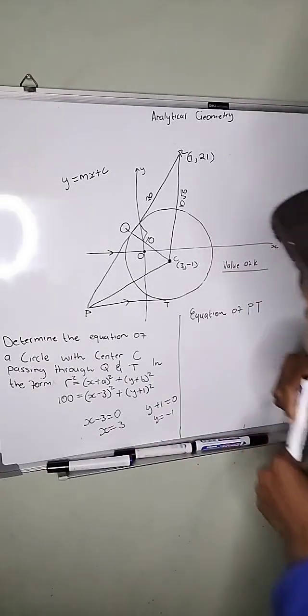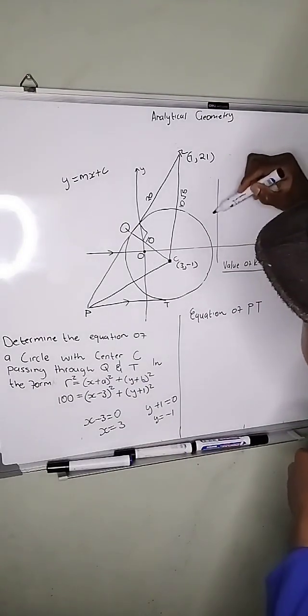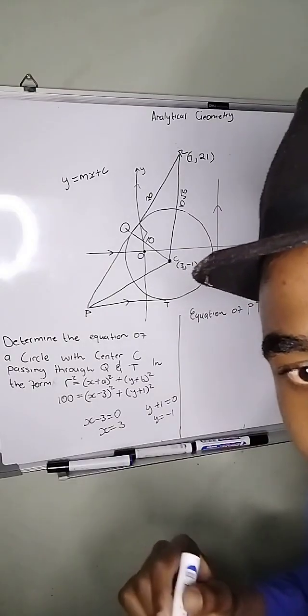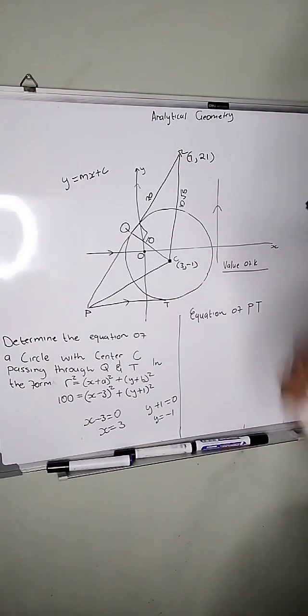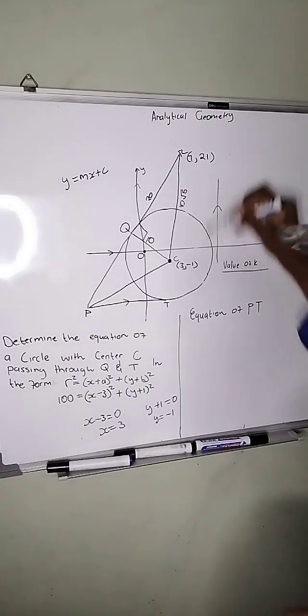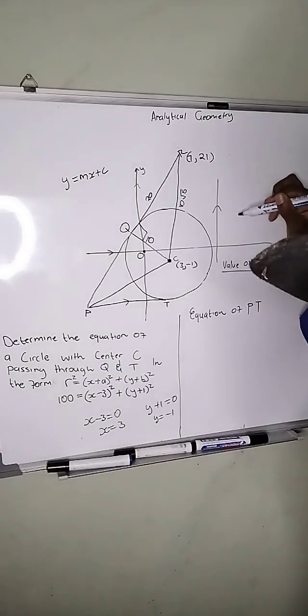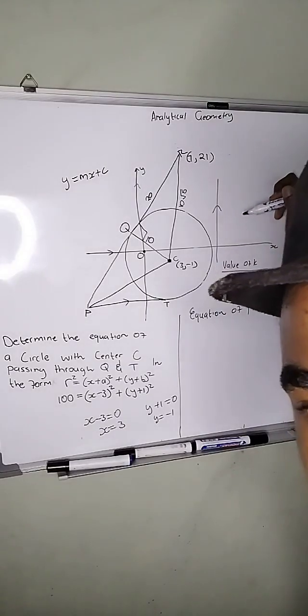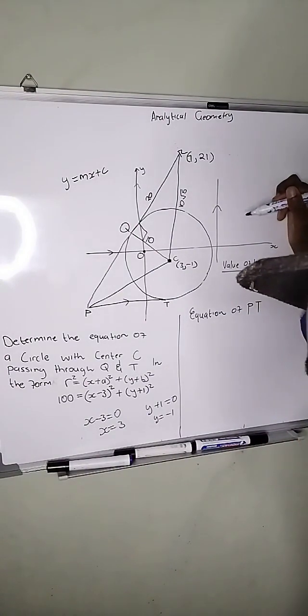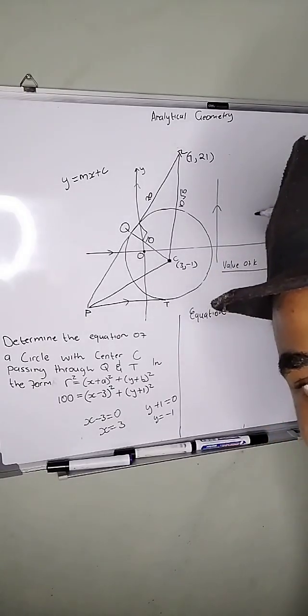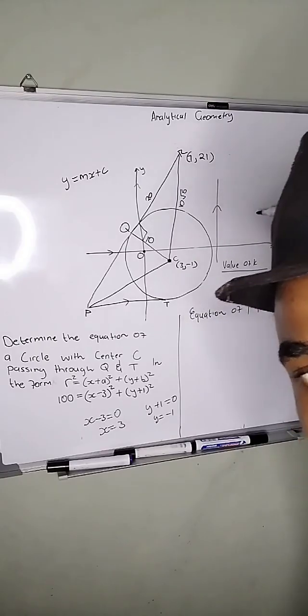If I'm having this line being parallel to the y-axis, what is the gradient of that line? What is going to be the gradient of this line? Is it undefined? I want to see people. Is the gradient undefined?